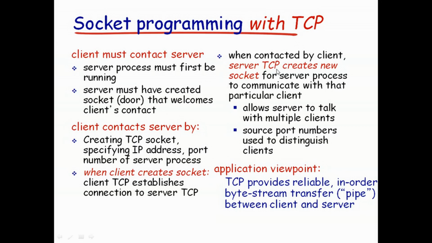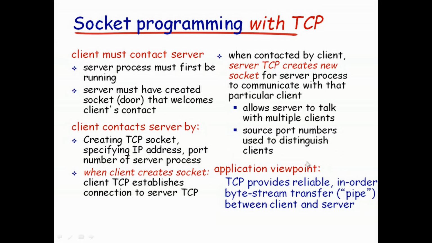After that, whenever a client comes and contacts the server, for each client the server will create a dedicated socket. So when contacted by a client, the server TCP creates a new socket for the server process to communicate with that particular client, and it allows the server to talk with multiple clients. Source port numbers are used to distinguish clients. For each client, the server will use different port numbers. For example, if 10 clients are contacting the server, it will create 10 separate client sockets on the server side with 10 different port numbers.